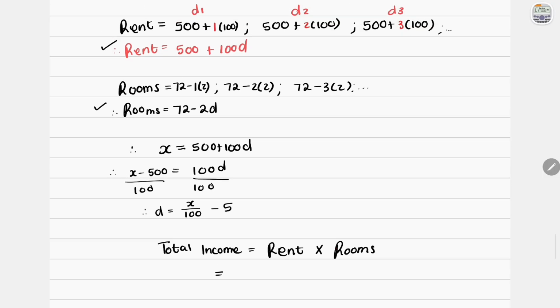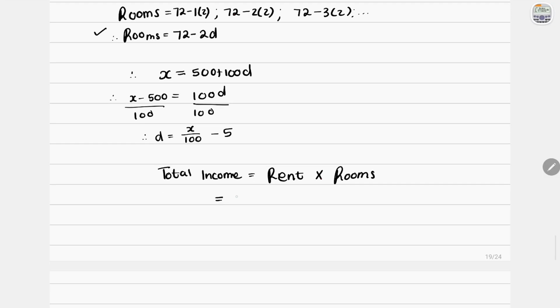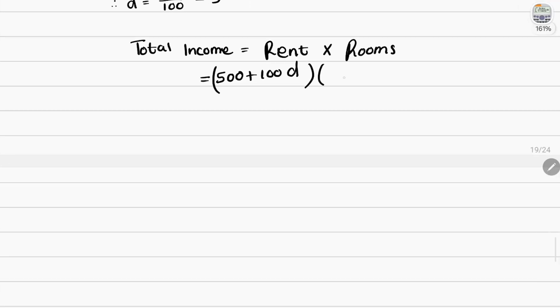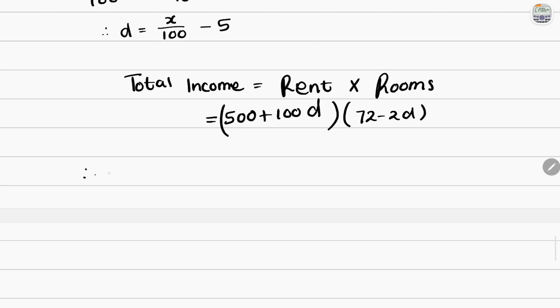The rent was just 500 plus 100D, but we're going to have to put that value in place of D. So 500 plus 100D multiplied by the rooms, that was 72 minus 2D. And you see that all we have to do here is substitute in place of D. So now this will give us I when we substitute in place of D.